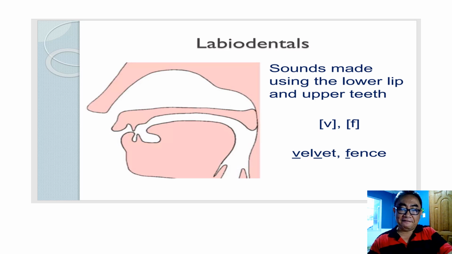velvet, fence. So speech sounds formed between the lower lip and the upper central incisors are as in the fricatives, but rarely with the upper lip touching the lower front teeth. The former is voiceless labiodental fricative, example fan. The latter, a voiced labiodental fricative, van. These are examples.